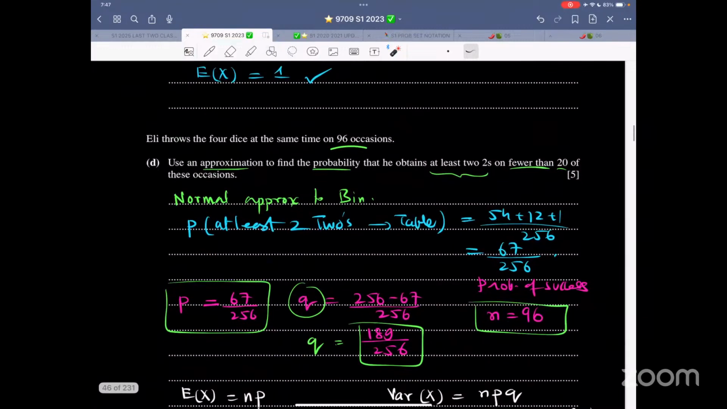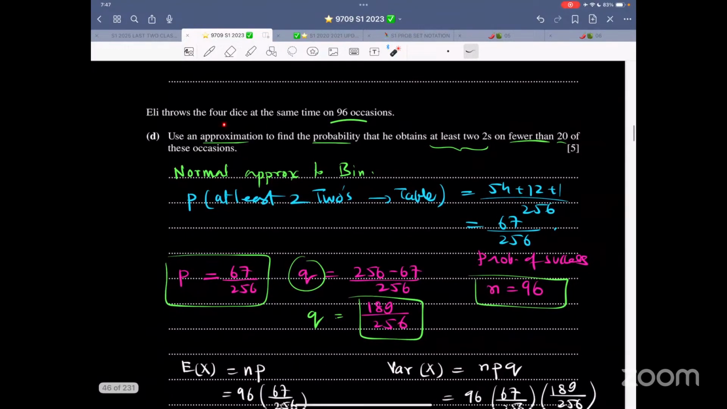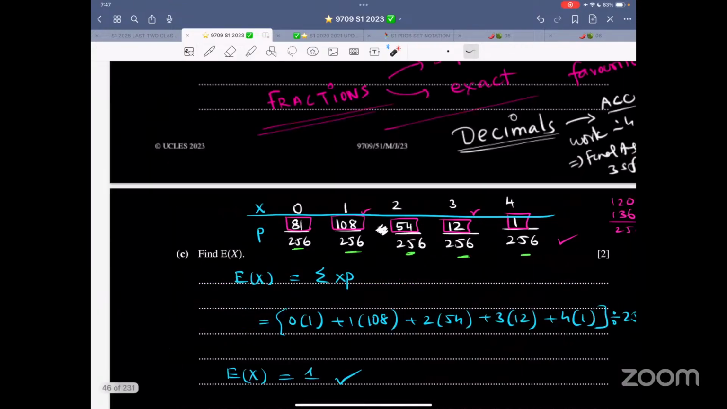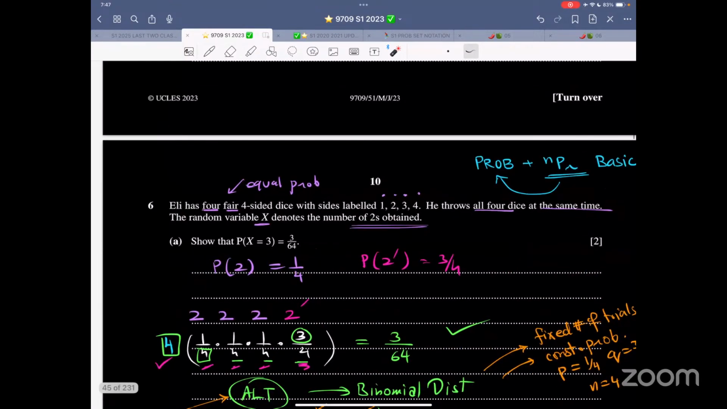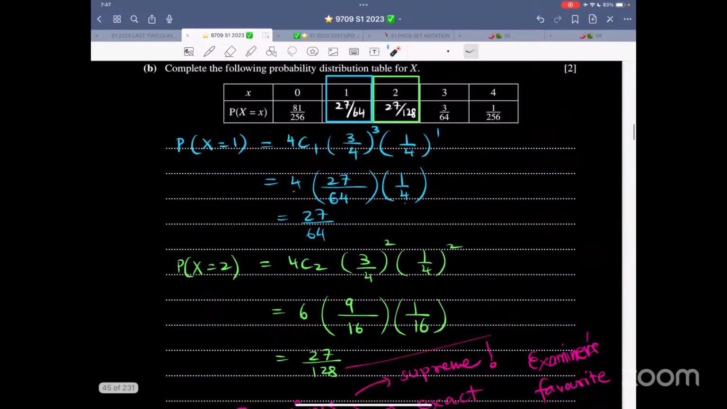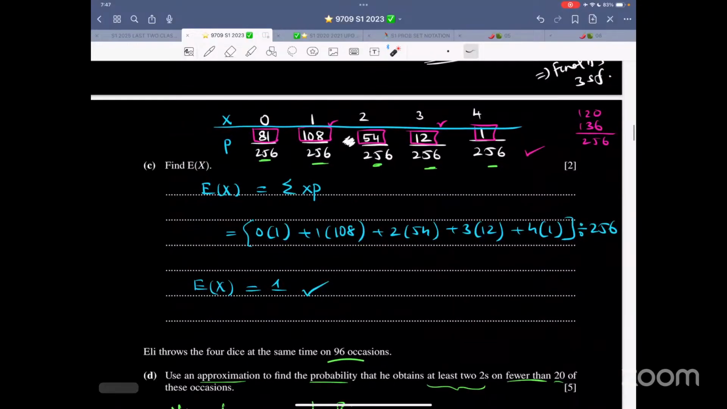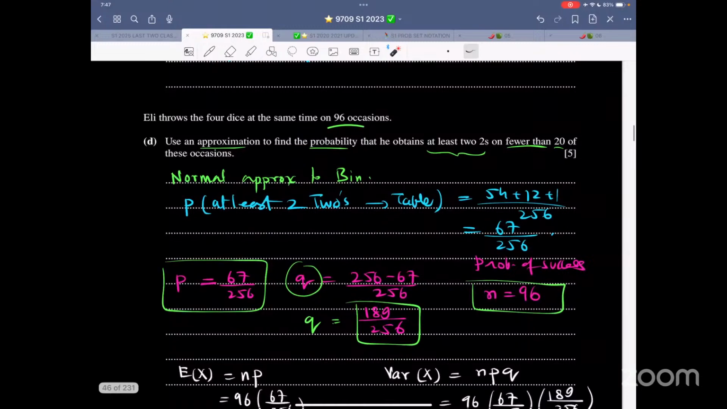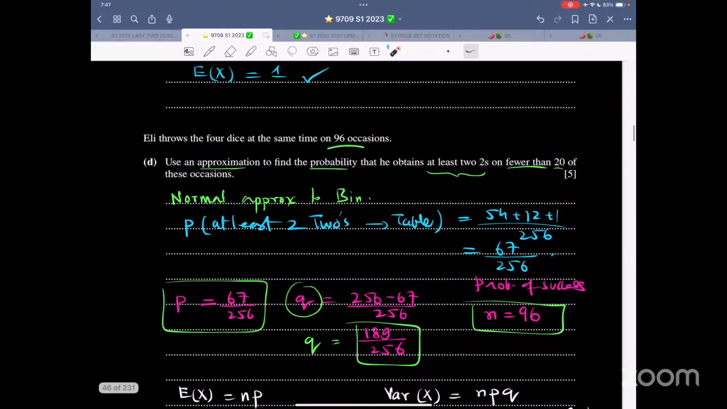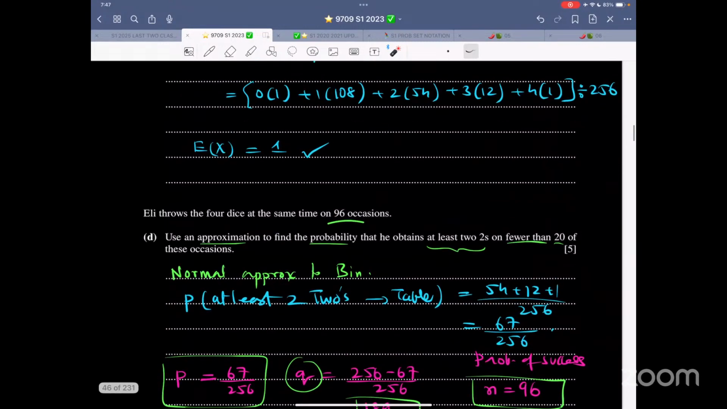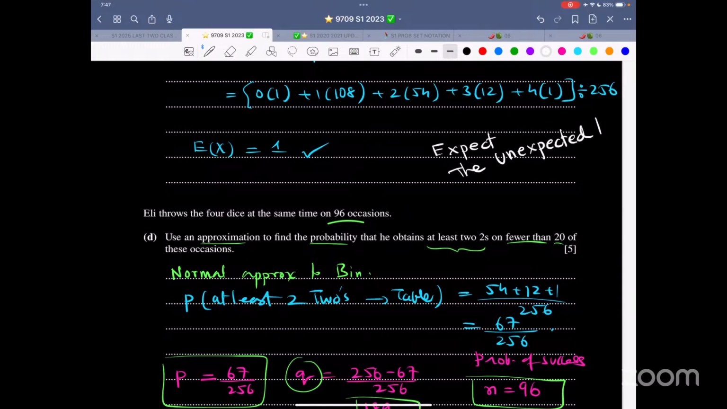Now, it says Ellie throws the 4 dice at the same time on 96 occasions. So now the question started with what? It started with the first 2 parts as DRV. The third part is also DRV, but the fourth part, that's an approximation. So let me write one other thing over here. That is, expect the unexpected. Expect the unexpected. They can make a lot of different questions.